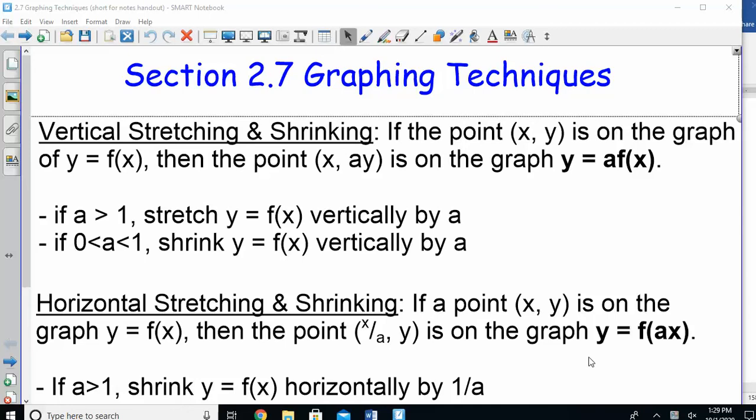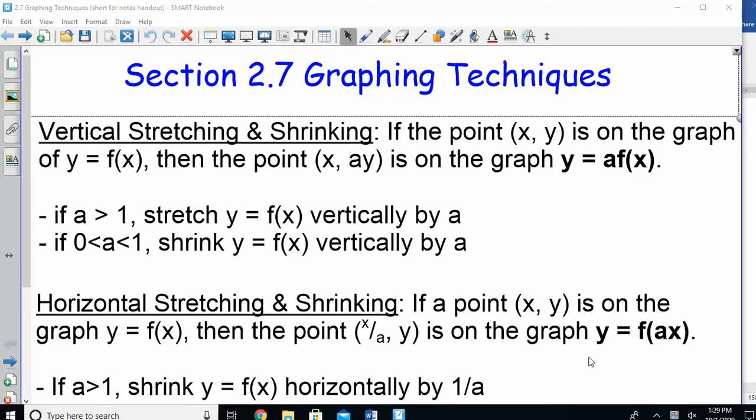Talking about stretching and shrinking our graphs. There are two options: horizontal and vertical. In general, with our transformations, anything on the outside is vertical. It's changing y, and it does what you think. Anything on the inside is horizontal. It's changing x, and it does the opposite of what we would normally think.